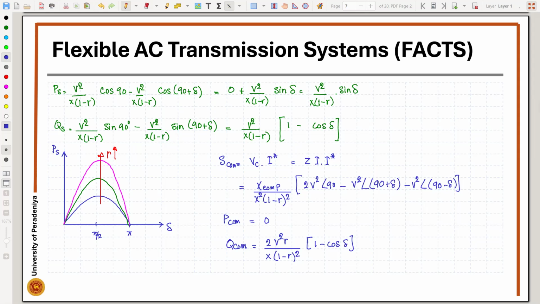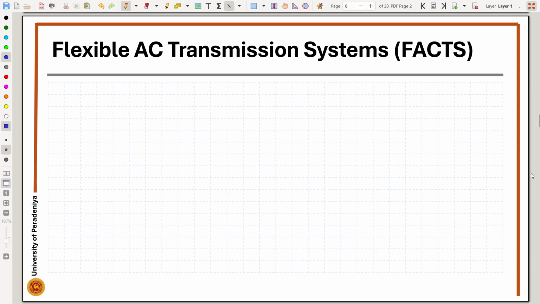Now, when it comes to power electronic converters, I'm going to do a little bit of review on power electronics and some of the devices that we can use, and look at some circuits which are frequently used with the FACTS devices.